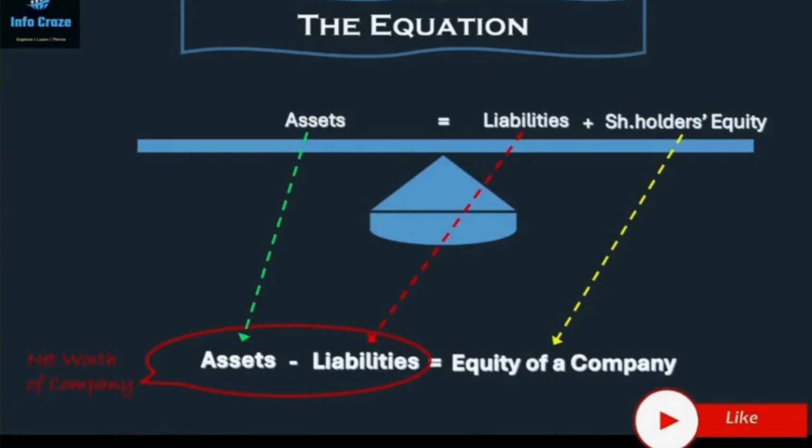So thus, when you prepare a balance sheet, you will have assets on one side, you have the liabilities and shareholders' equity on the other side, and sum of all this will be the total liabilities and equity, and sum of all the assets will be the total assets. So this way both the sides should match.